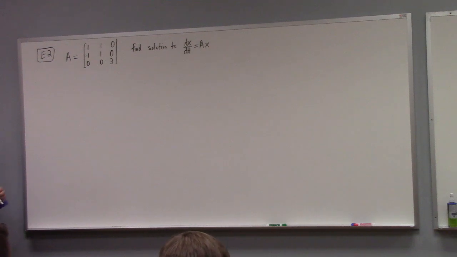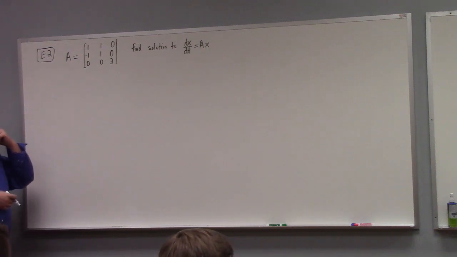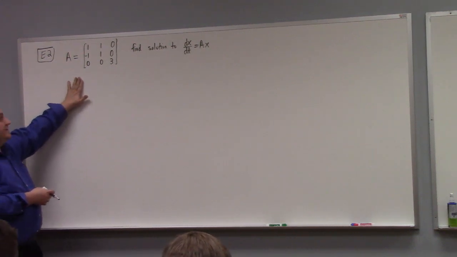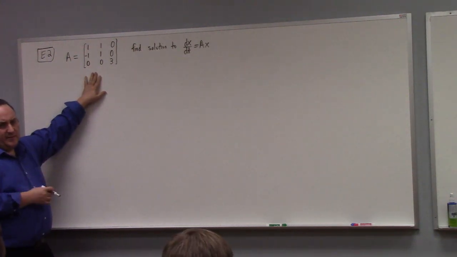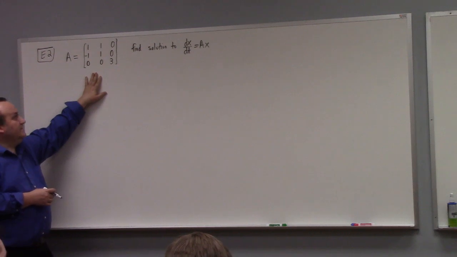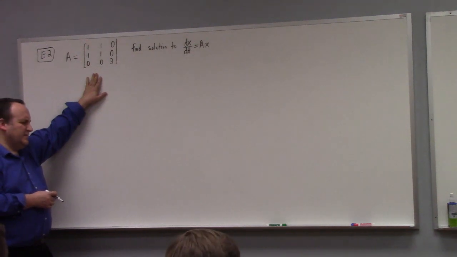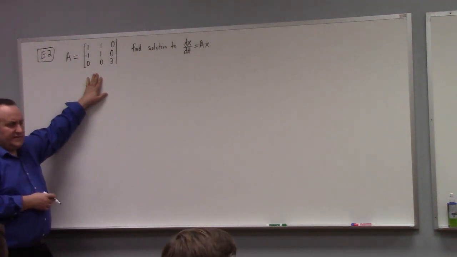Now, first of all, the theorem I just erased in the middle board does not apply, right? Is this symmetric? It is not. Now, that's not an if and only if theorem, all right? There do exist matrices which are diagonalizable and yet are not symmetric, okay? I think that's something we'll talk about in 321.